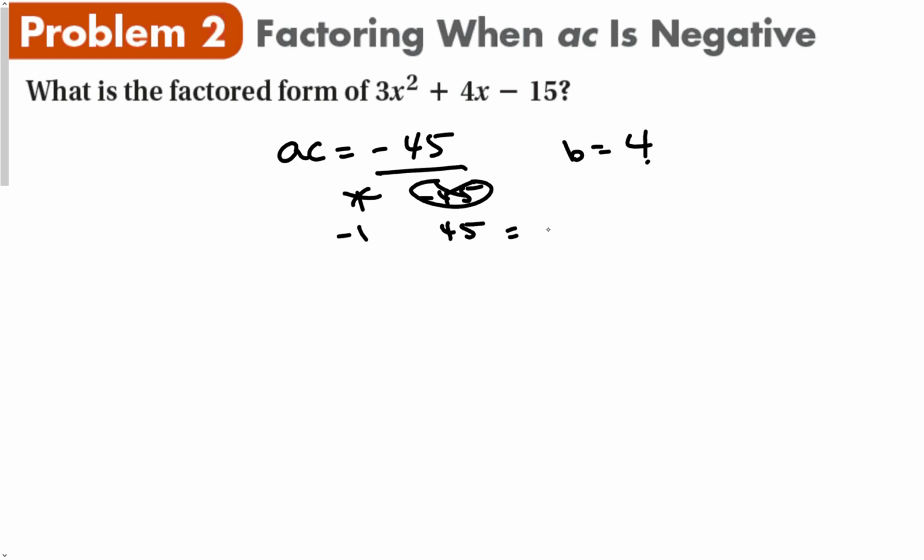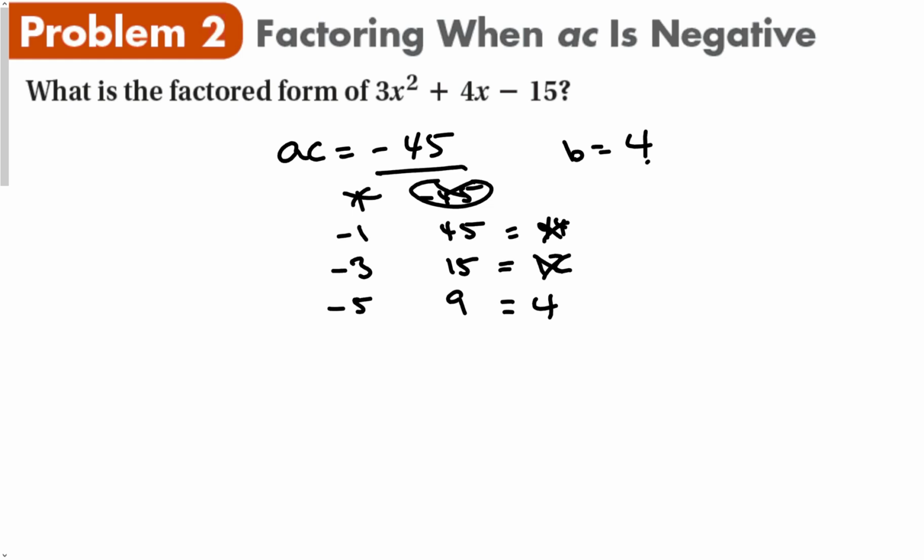But in this case, it's not even correct, right? So negative 1 plus 45 is 44. Well, negative 3 times 15 is also negative 45. And when I add them together, I get 12, which is not 4. No good. All right, well, negative 5 times a positive 9 is negative 45. And when I add them together, I get a positive 4. That is what I'm looking for.